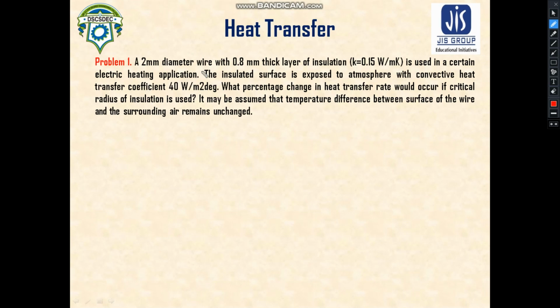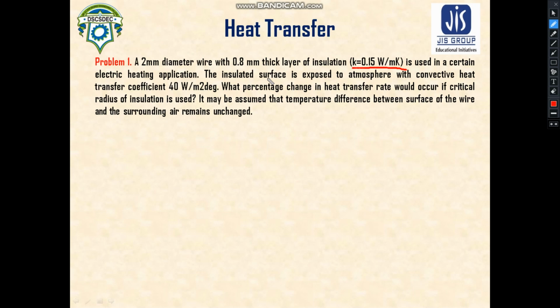A 2 mm diameter wire with 0.8 mm thick layer of insulation. The thermal conductivity of the insulation is provided here. Is used in a certain electric heating application. Okay, I think you have understood it. A 2 mm diameter wire with this thickness, and the thermal conductivity of the insulating material is given here, is used in a certain heating application.